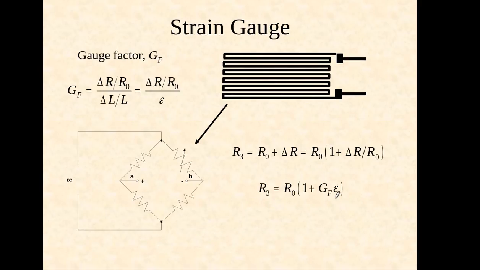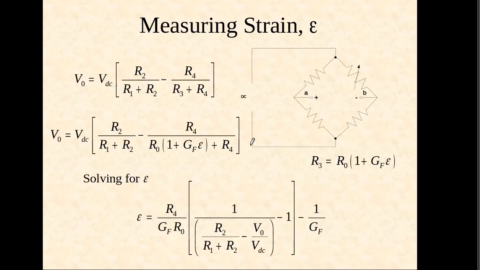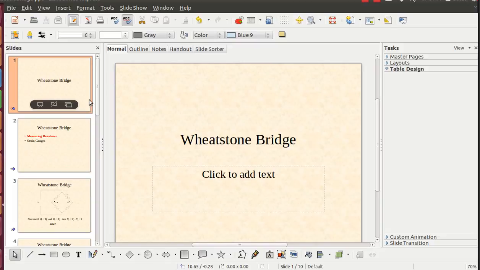And the gauge factor is defined by delta R upon R0 upon delta L upon L. So delta L upon L is equal to epsilon. So R3 is equal to R0 plus delta R, which is equal to R0 times 1 plus delta R upon R0. We can write it like this: R3 is equal to R0 in brackets 1 plus GF epsilon. So for measuring strain, the final equation we are getting is R4 upon GF R0. First of all, we will find out the.